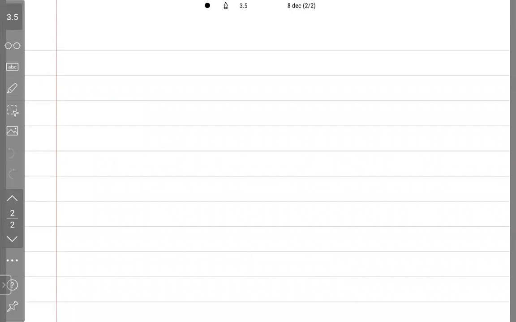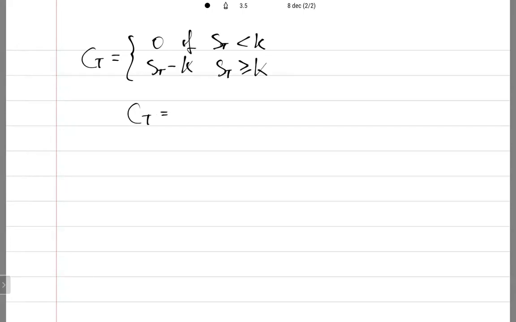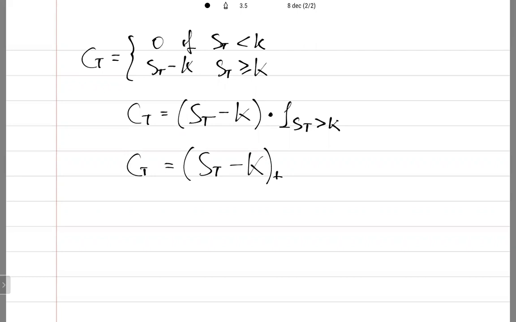Okay, so just a matter of notation to avoid writing two lines. Usually we write like this. We can always write zero if ST is less than K, ST minus K if ST is greater or equal than K. Or we may just write using indicators, another tradition: ST minus K times the indicator that ST is greater than K. Or you may also write ST minus K plus. That basically means the same thing. And you may also write the maximum of ST minus K and zero. Basically, that's the same thing, just written differently.